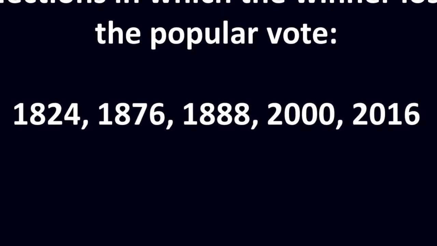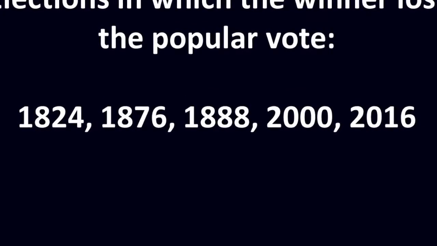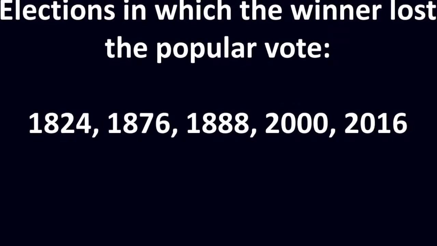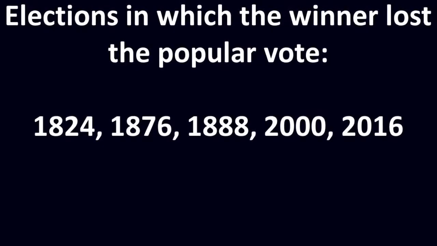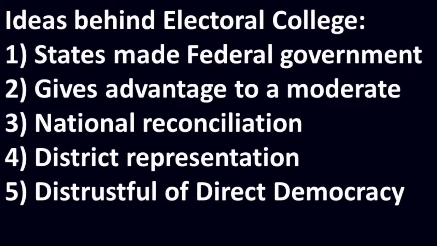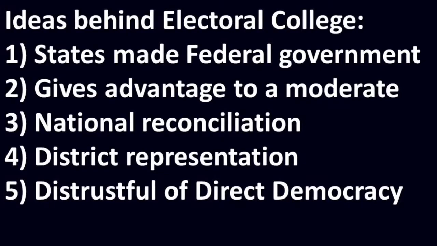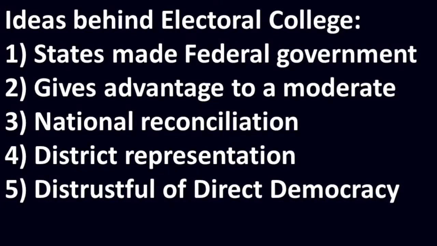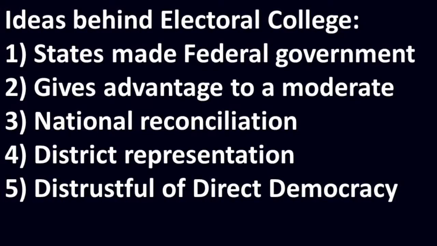But before we go ahead and tear something down, we should understand why it's there in the first place. Why did the framers create this system instead of a national popular vote? Why did they create a system that proportionally favors smaller states? First, it's worth remembering that the states made the federal government, and as they were consenting into a union with other states, they still wanted their state to have a say regardless of population.